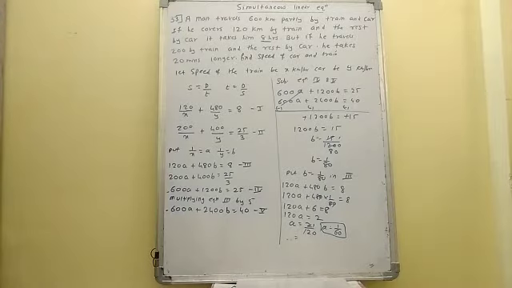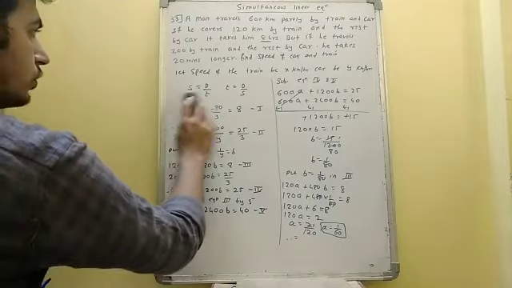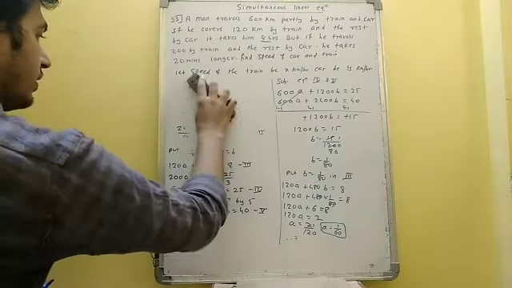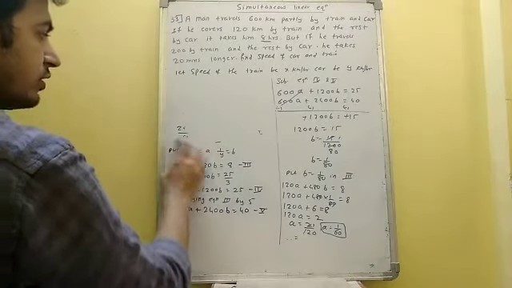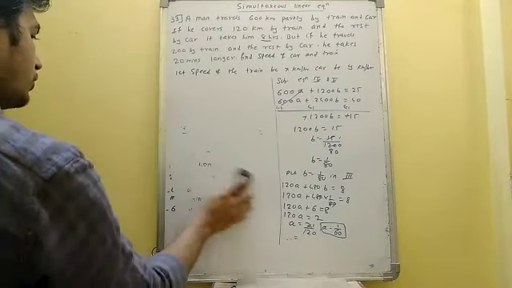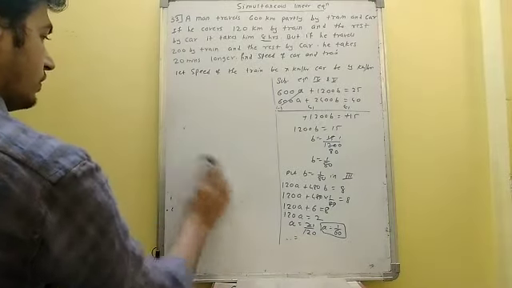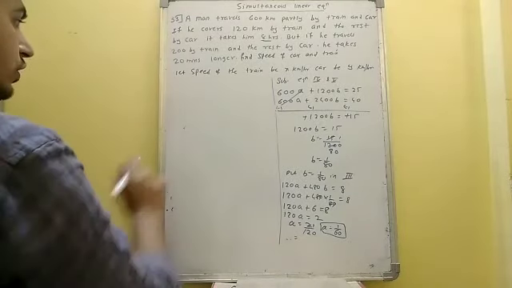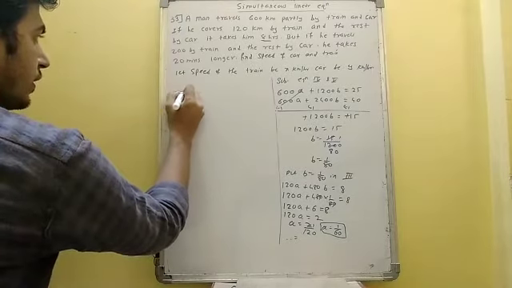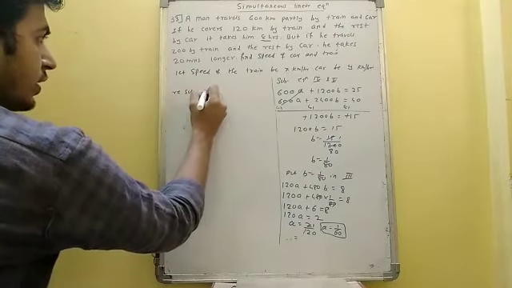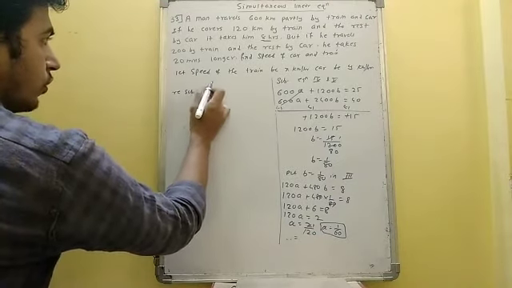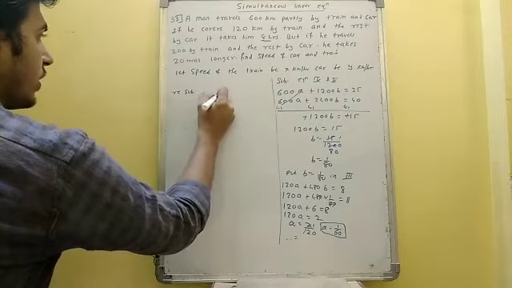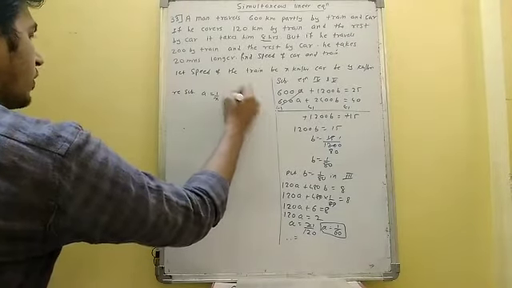But the question is to find X and Y. X and Y means speed of the car and speed of the train. So I'll erase this part. Okay, you know that 1 upon X was equal to A and 1 upon Y is equal to B. So resubstituting, A is equal to 1 upon X and B is equal to 1 upon Y.